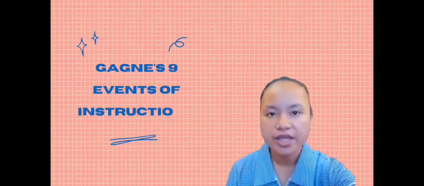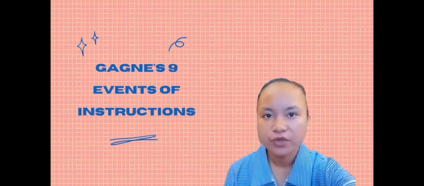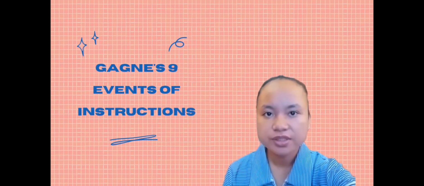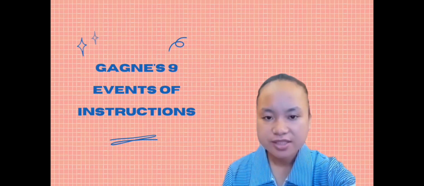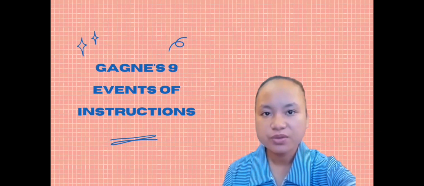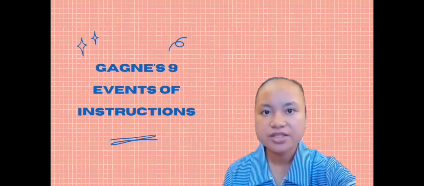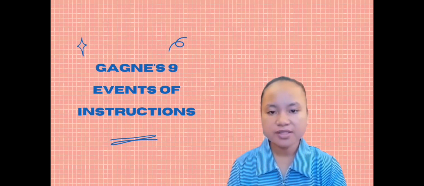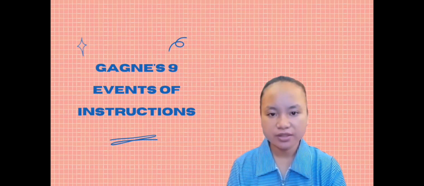So, to conclude my presentation, Gagne's 9 events of instruction are gaining attention, inform learners of the objectives, stimulate recall of prior learning, present stimulus, provide learner guidance, provide feedback, assist performance, and enhance retention and transfer.